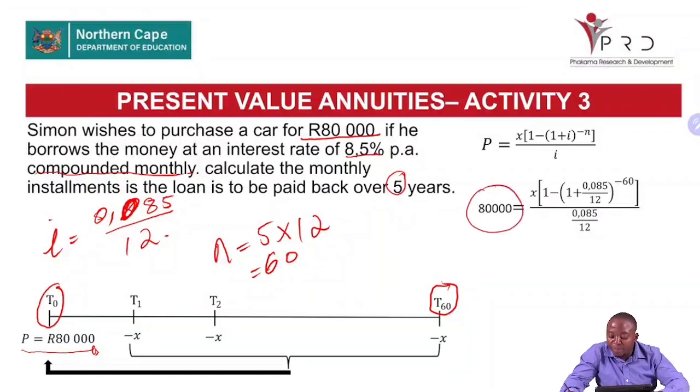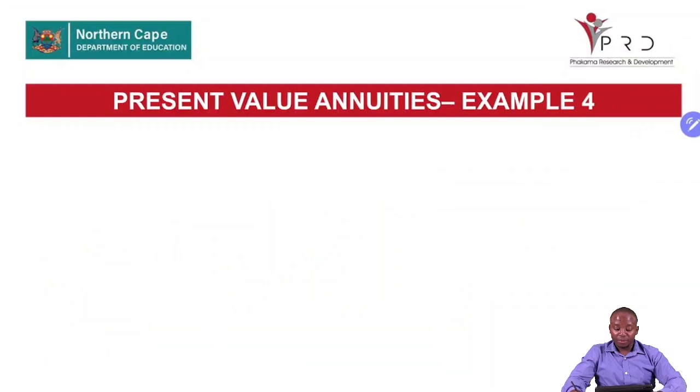Then X, we open bracket 1 minus into 1 plus. Our I is 0.085 all over 12. All raised to the power negative 60. 60 is the number of payments. All over 0.085 divided by 12. Then we solve for X by cross multiplying and dividing by the whole bracket as discussed in the previous slide. Then we get X as 1,641.32. So that is the amount that Simon will pay monthly to repay the loan of 80,000.